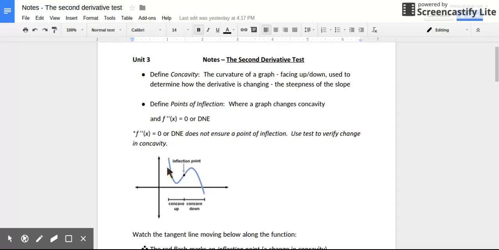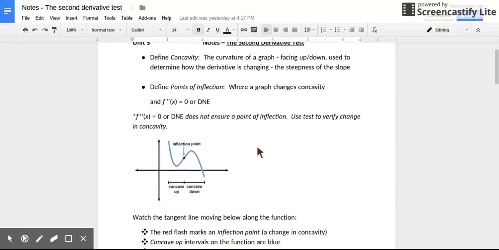So if we look at this example, we're either curving up or we're curving down, or in other words, we're either concave up or concave down. Sometimes we say we're facing up or facing down. Later on, we're going to use concavity or the second derivative test to determine how a derivative is changing or how the slope on a graph is changing. So is the slope decreasing rapidly or slowly, or is it increasing rapidly or slowly? So we can use concavity in the second derivative test to really explain how the steepness of our slope is changing. But in this video, we'll just focus on concavity.